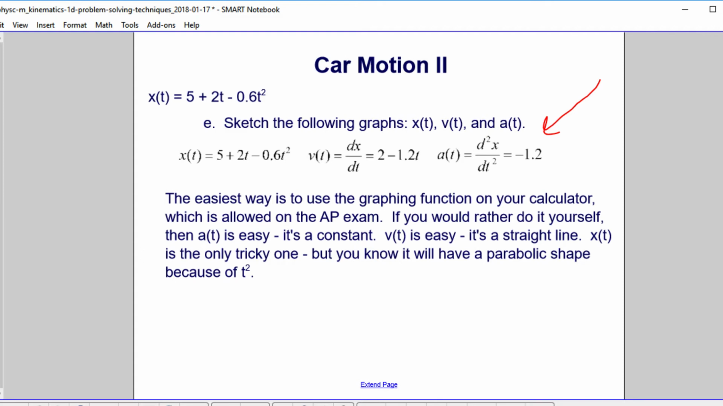Position is the only tricky one, but one thing you know, somewhere there has to be a parabolic shape because of the t-squared. Now would also be a good time to go to the College Board website where they give the definition of what they mean by sketch. You don't have to plot points, they're not totally interested in numbers, you just have to show the shape of the curve, asymptotes, where it crosses the x and y axis. They really don't get specific about whether you have to label where it crosses on the x and y axis, but if you can do that, that would be a good idea just to make sure you get full credit. And of course, label your axes and put units down.